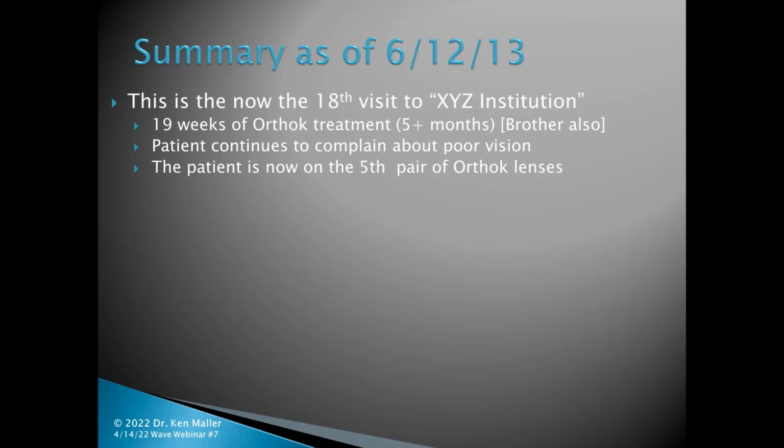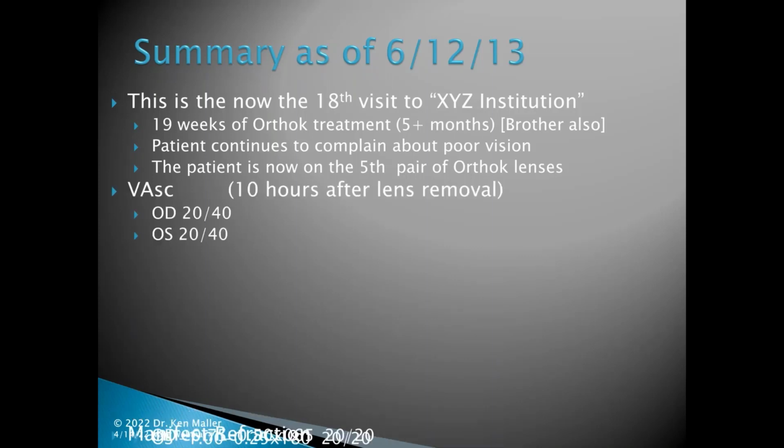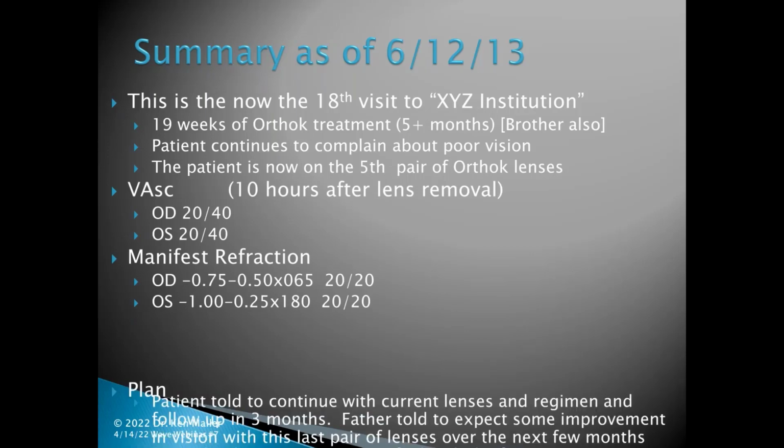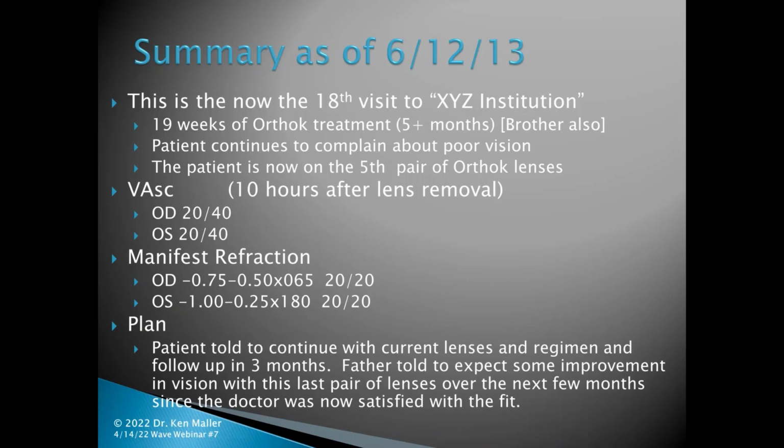Patient continues to complain about poor vision. He's on his 5th pair of Ortho K lenses. 10 hours after removal, he's at 20/40 uncorrected. He's about 1 diopter undercorrected, and he was told to continue with these current lenses and regimen and follow up in 3 months. Father was told to expect some improvement in vision with this last pair of lenses over the next few months, since the doctor was now satisfied with the fit.